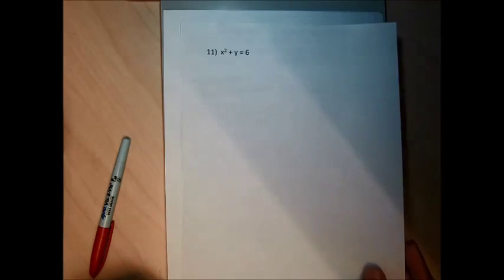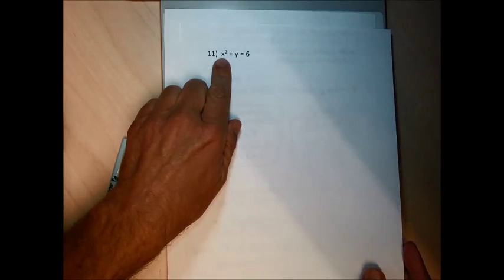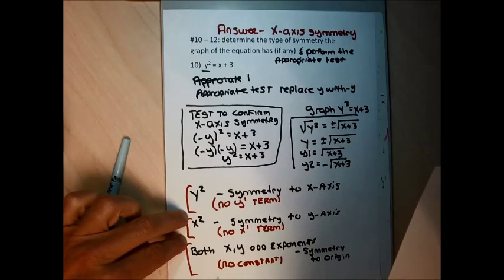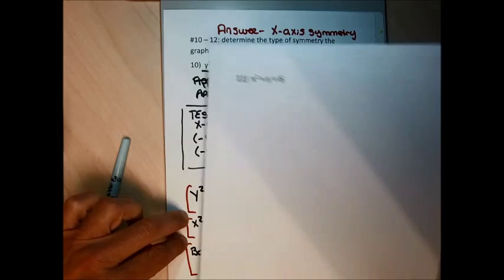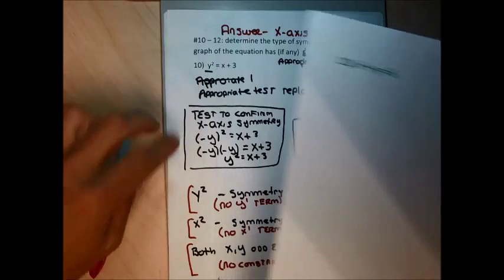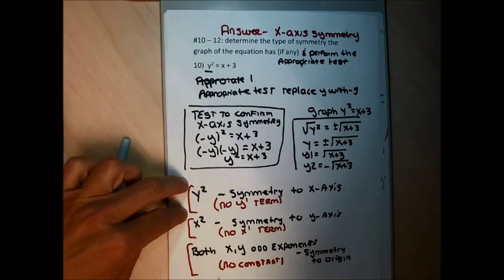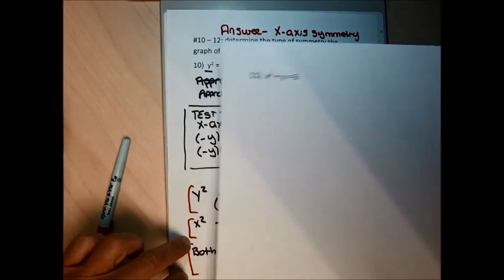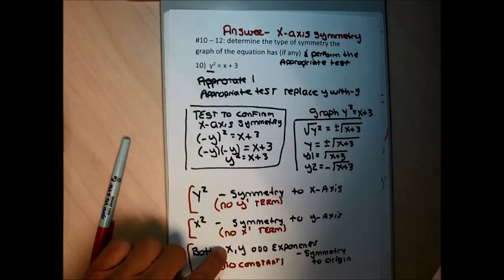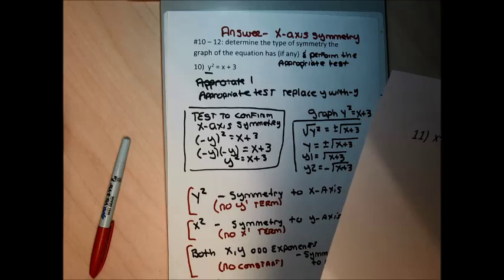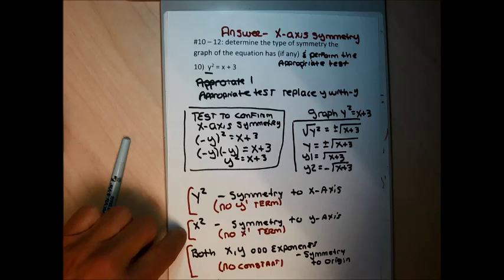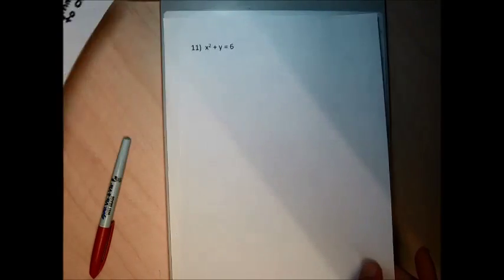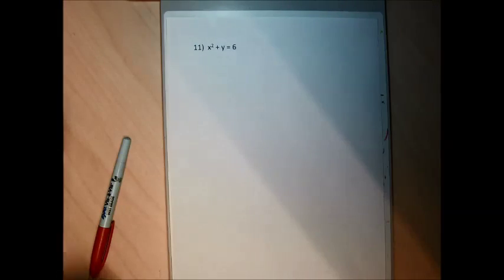When I look at problem 11, it has an x squared and not an x to the first power term. And when I see an x squared, usually I think symmetry to the y-axis. It doesn't have a y squared, so it probably doesn't have symmetry to the x-axis. And because the x has an even exponent, it probably doesn't have symmetry to the origin. So my guess for number 11 is it has symmetry to the y-axis because of the x squared in the problem. So that's kind of the first level of this.